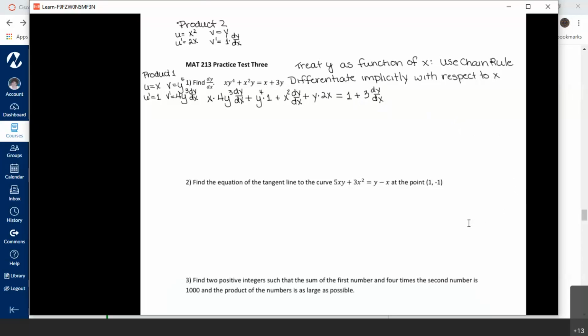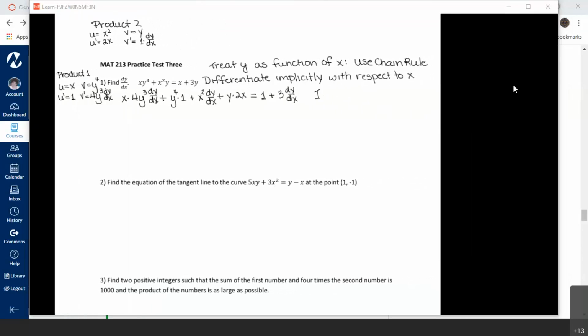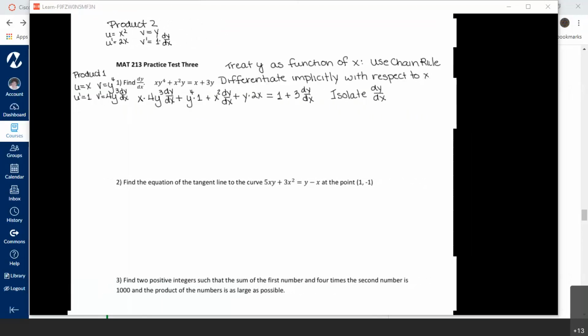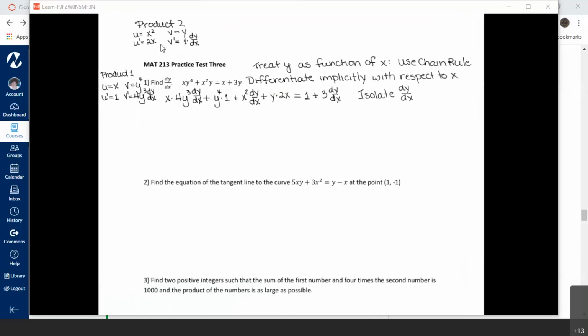Okay? So that's the calculus step. The rest of the problem is algebra. So the next part is isolate dy dx. And that involves getting all of the terms with dy dx in them on one side of the equation and everything without dy dx on the other side.